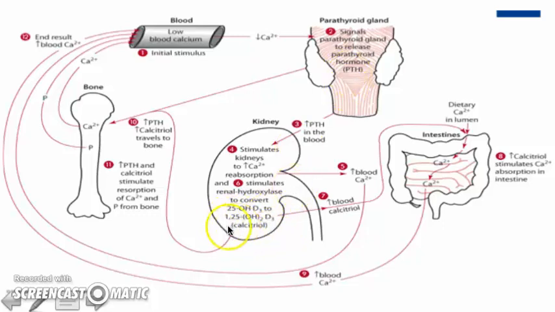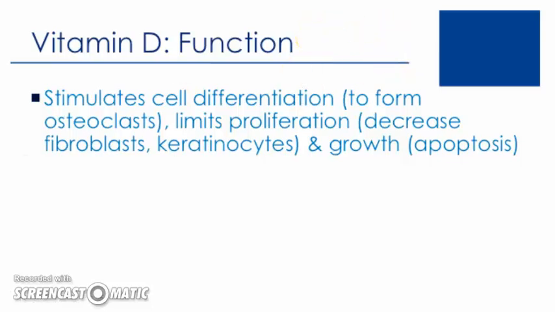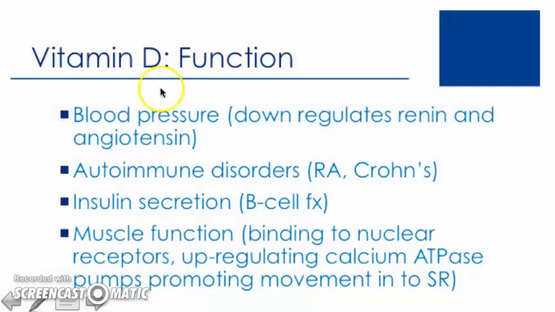So PTH promotes conversion to calcitriol, and then from there calcitriol is going to have its effect at the various tissue sites, increasing blood calcium levels. We see additional effects of vitamin D. In addition to having an effect on regulating calcium homeostasis, there's an effect on cell differentiation. We see that it limits proliferation and also limits growth of different cell types. We see an effect on blood pressure. We will discuss further when we talk about sodium and potassium, what's called the renin-angiotensin-aldosterone system. But just generally, we see here that it reduces renin and angiotensin, thus reducing blood pressure.